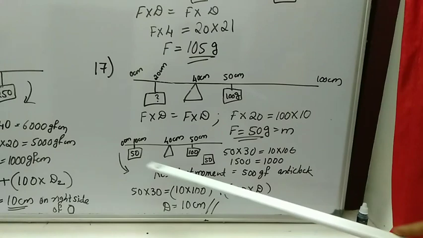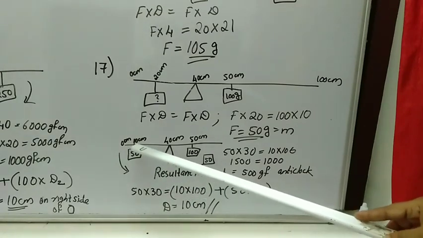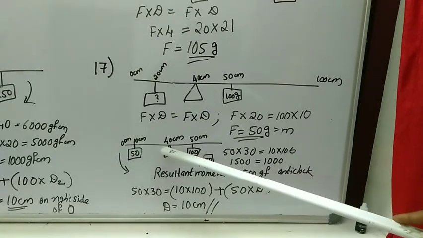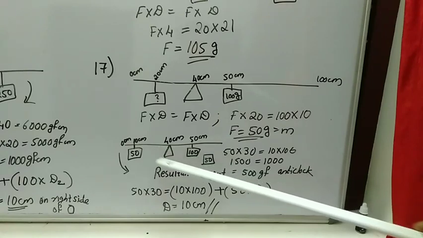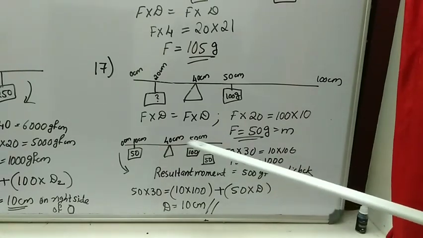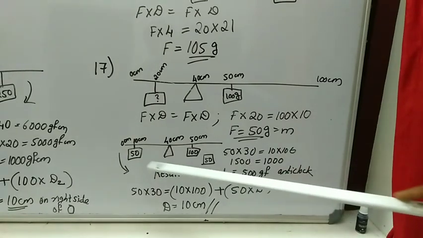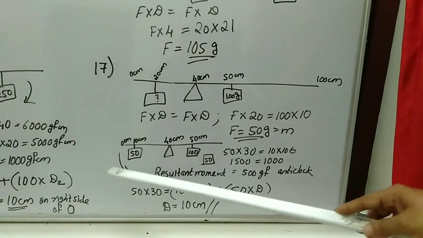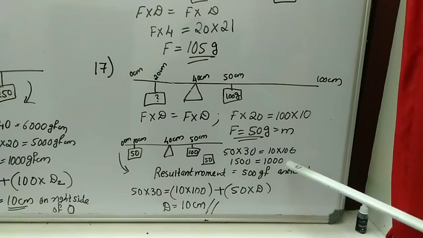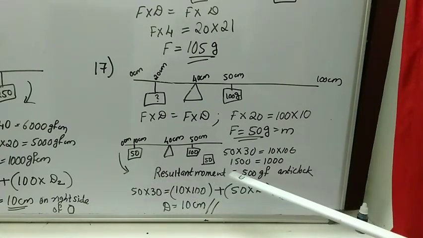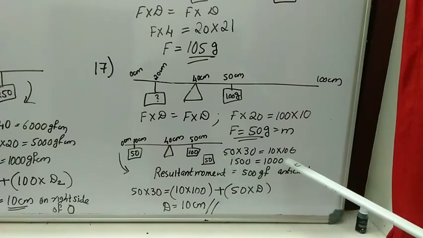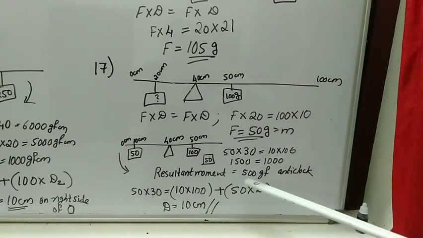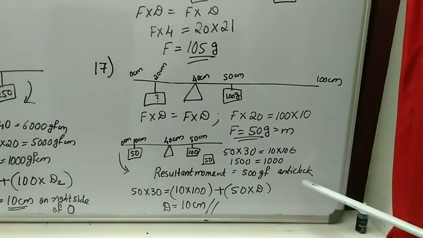What is the resultant moment? So again we have to find the resultant moment. The weight is 50, distance is from 10 to 40, that is 30. So 50 into 30 is equal 1,500, and 10 into 100 is 1,000. This side will be 1,500 and this side is 1,000. So this side will be more. Anti-clockwise is 1,500 and clockwise is 1,000. So what will be the resultant? Just subtract 1,500 minus 1,000. You will get 500 gram force anti-clockwise.